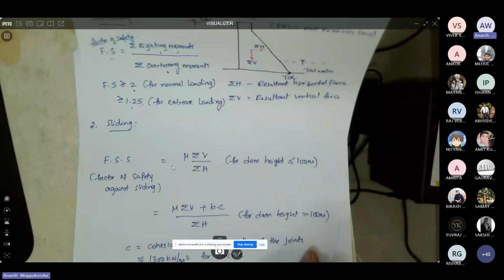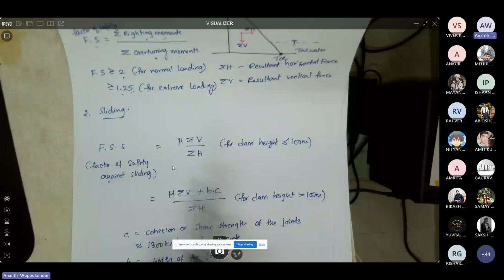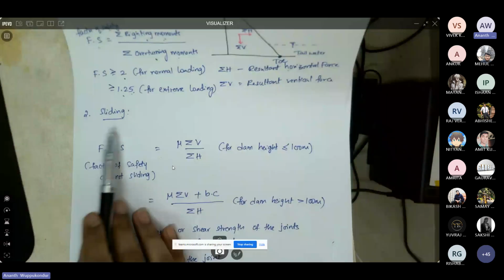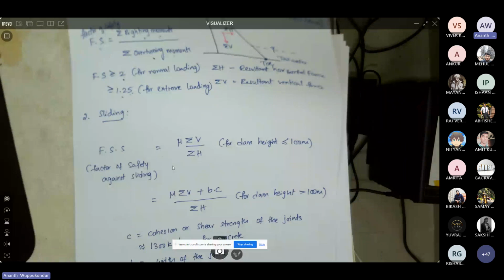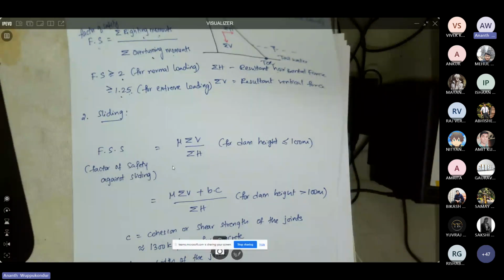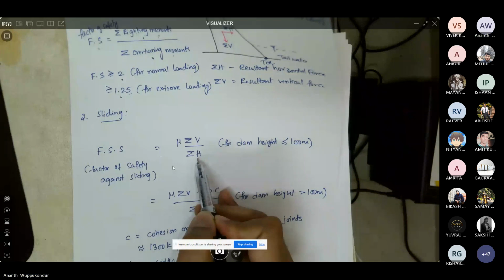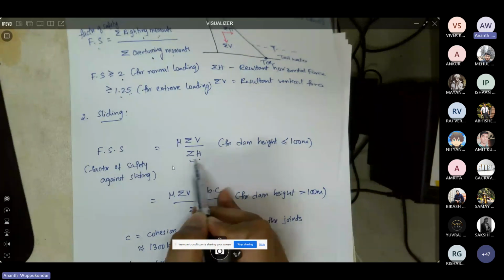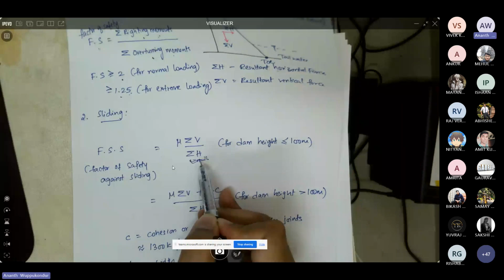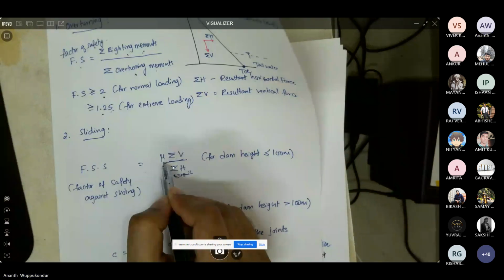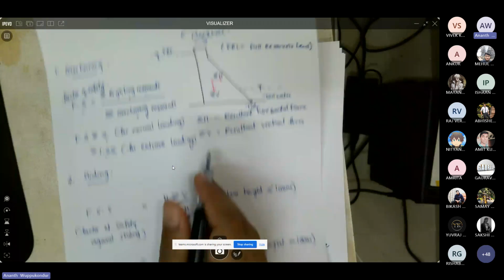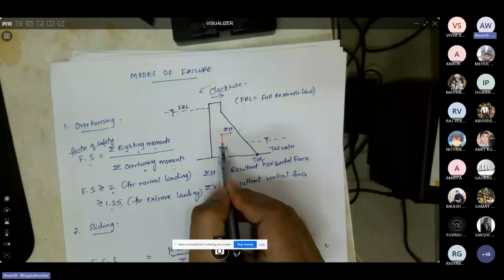The second condition is sliding. So the first is overturning, and the second is sliding. The dam should be stable without any horizontal motion. Now the factor of safety against sliding is calculated by this ratio. You have the sum of forces which are trying to move the dam in the horizontal direction, and these horizontal forces are counteracted by the frictional resistance at the base. And this frictional resistance comes from the vertical forces that are acting, multiplied by a friction coefficient mu.